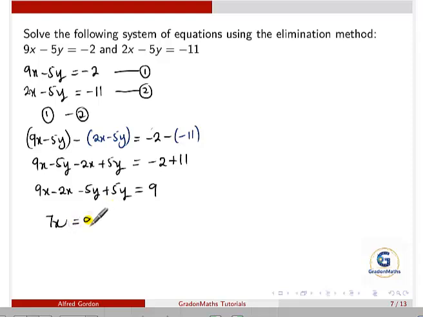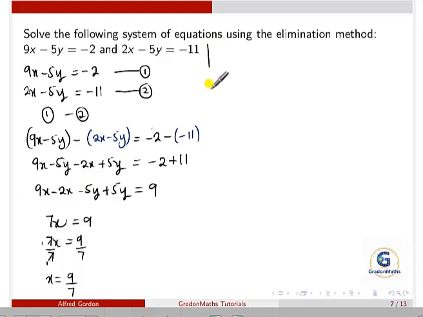So what can we say here? Then 7x is equal to 9. Divide both sides by 7. 7 divides itself, and x is equal to the fraction 9 on 7. So this is our value for x.